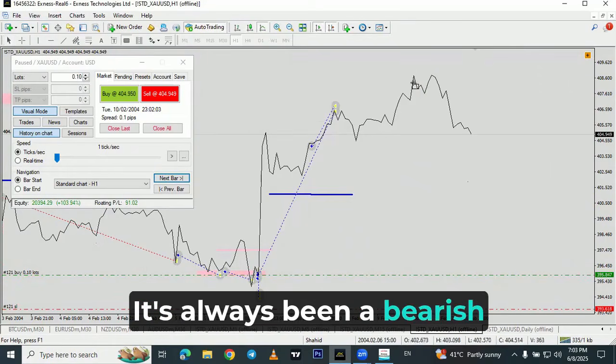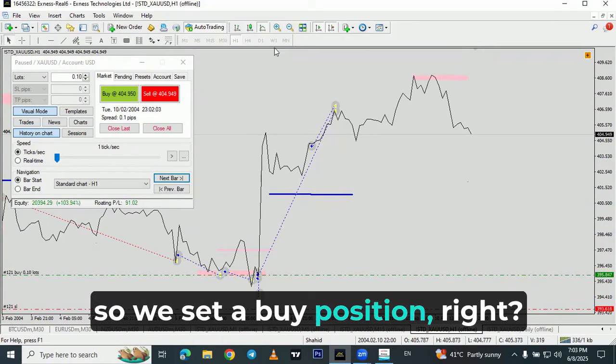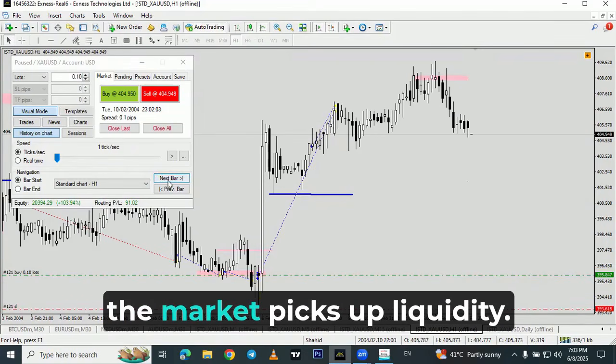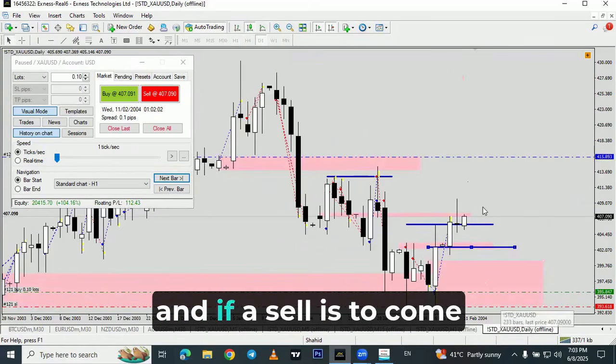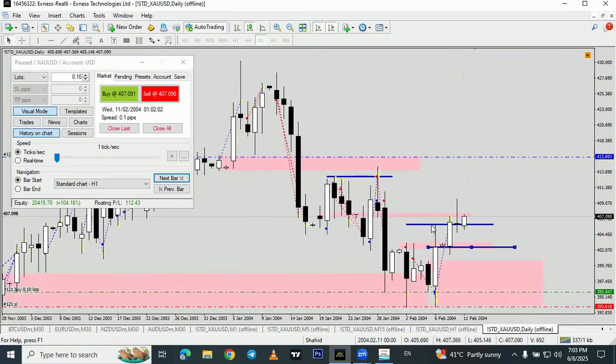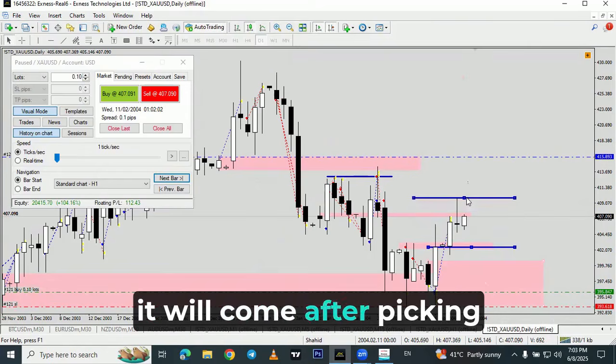It's always been a bearish market here. So we set a buy position, right? After setting a buy position, the market picks up liquidity. Now let's wait for the next day. The next day opens, and if a sell is to come in this market, it will come after picking this low.